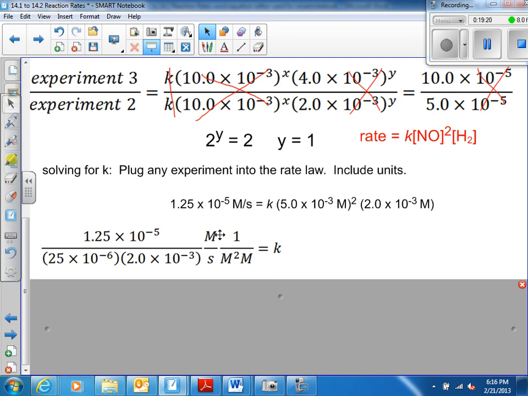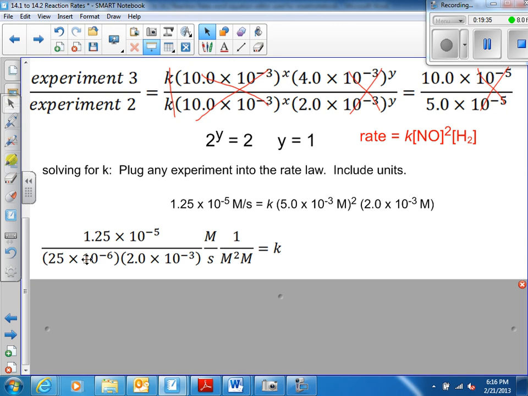On the left side I had molar per second. And now on this right side I've got molar squared and molar. So I have to move those over to the other side. They will be in the denominator, molar squared and molar.